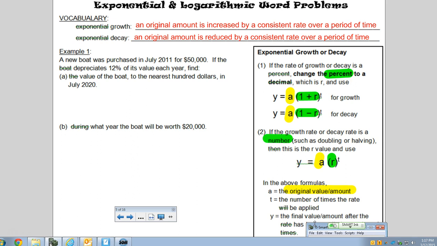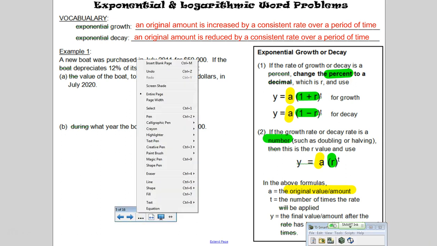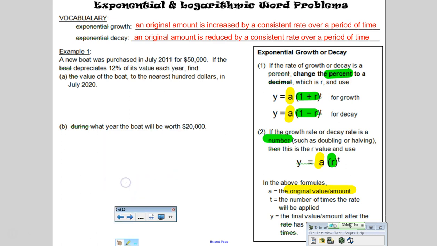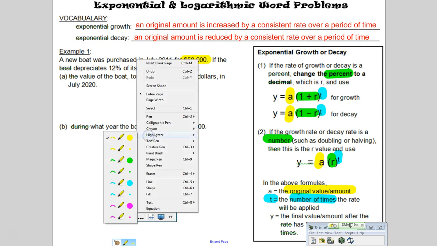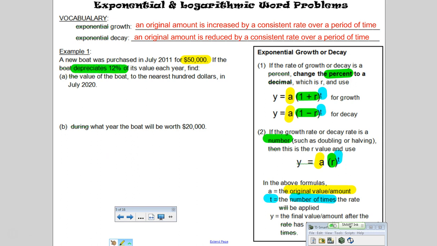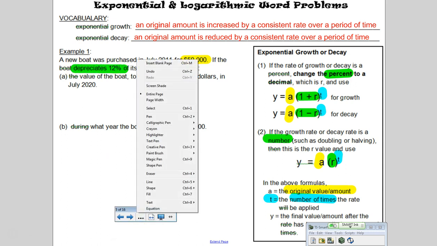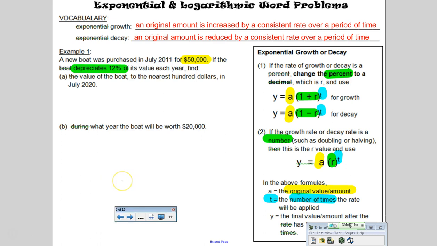And then lastly, you have the time. Obviously, you want to know how much time you are going to be applying this rate. So T is the number of times you're going to apply the rate. So that's the time. All right, so going back to our problem, and piecing together what I just showed you, we have the original amount is $50,000. That's the original, the rate is depreciating. That means losing value of 12%. And the time is going to be how long it was from start to finish. And that means from July 2011 to 2020.